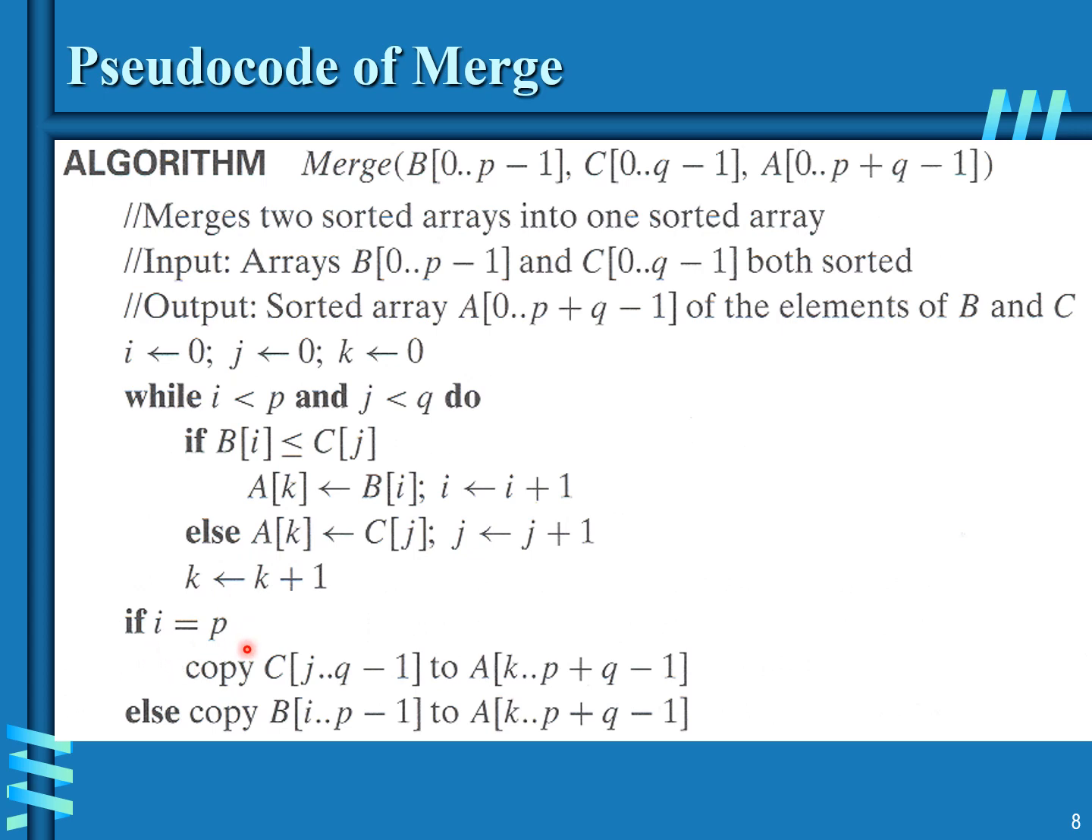Again, you have to check which array has remaining elements. If i is equal to p, which means you have processed all the elements in subarray B, you copy the remaining elements in array C, C[j] to C[q-1], directly to the resultant array at A[k] to A[p+q-1]. If not, which means array B still has some elements and subarray C is exhausted, you copy the remaining elements from array B directly to the resultant array. Finally, you return this resultant array.